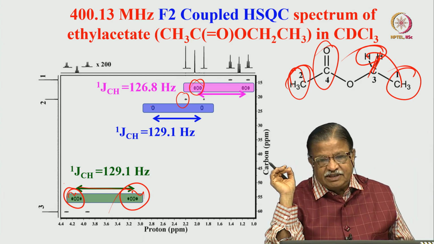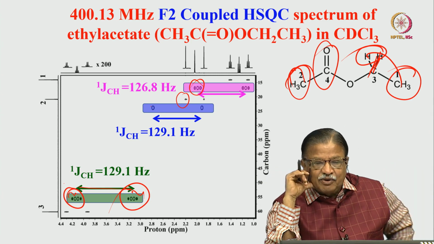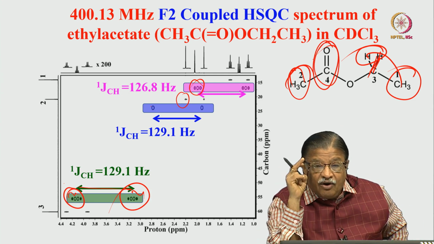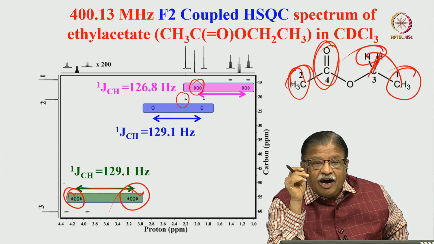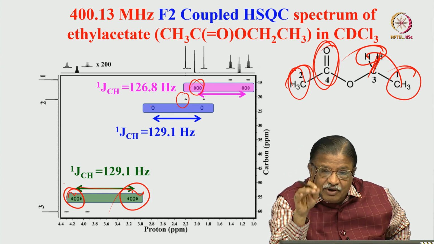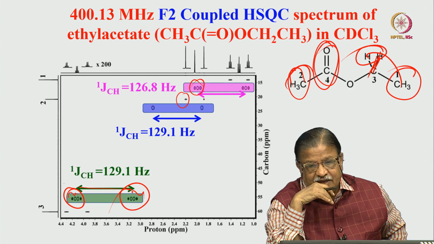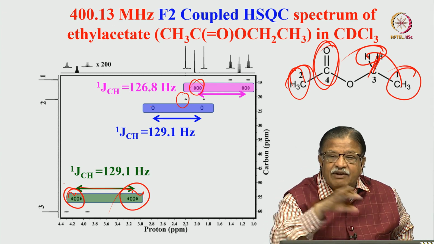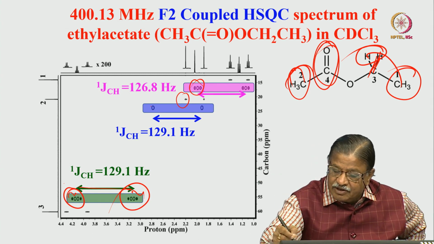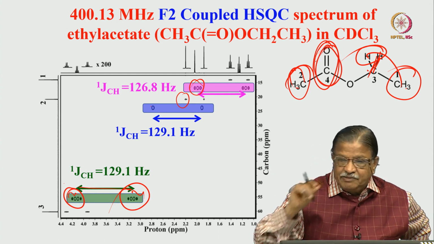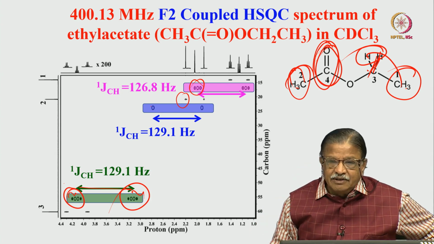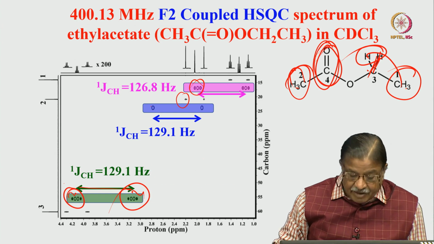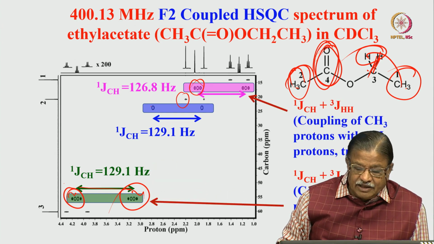You may ask me a question, why am I not seeing the peak for this? Remember, in all the correlation experiments, only carbons which are attached to protons give correlated cross peaks. Quaternary carbons, C=O carbons like this will not give any peaks. As a consequence, you are seeing only 3 peaks and this carbon is missing. How do we get that carbon? That is another experiment, HMBC, we will discuss today if possible after some time. So, this is how we can get all the coupling information.